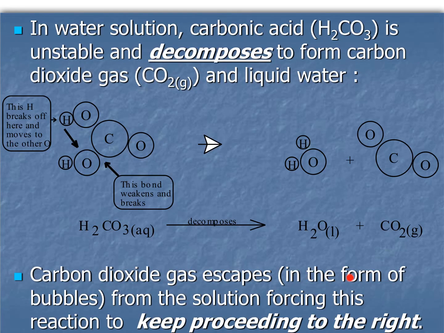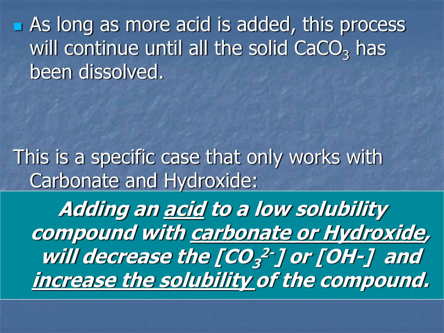So this carbon dioxide gas is going to escape from the solution, therefore it creates this continual process to the right. So this is why there is a special situation where if you add an acid to something with a carbonate, it will continually decompose that original solid, because it is continually doing the take towards wherever the carbonate was. This is continually being used up by the acid, and so we continually have a take towards reaction occurring. So as long as more acid is added, this process will continue until all of the solid that had the carbonate in it has been dissolved.